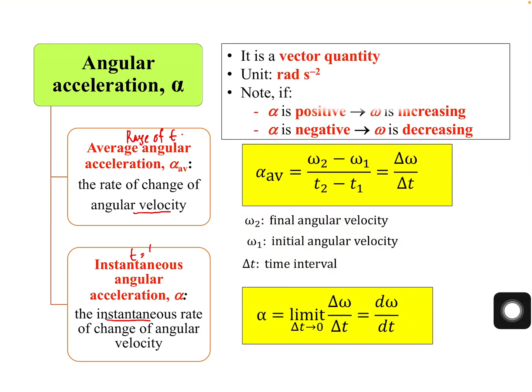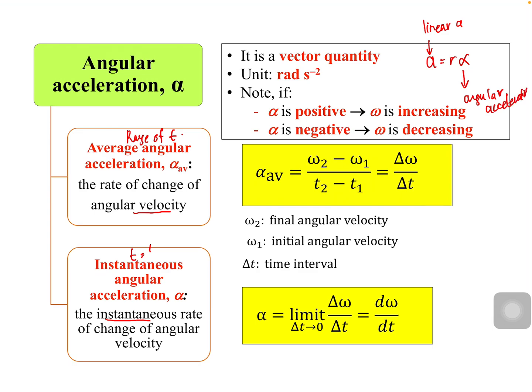So basically, it's a vector quantity. The SI unit is radian per second. So if alpha is positive, omega is increasing. Alpha is negative, means that omega is decreasing. Okay, so basically kita ada a equal to R alpha. So a ni adalah linear acceleration. Alpha is angular acceleration.